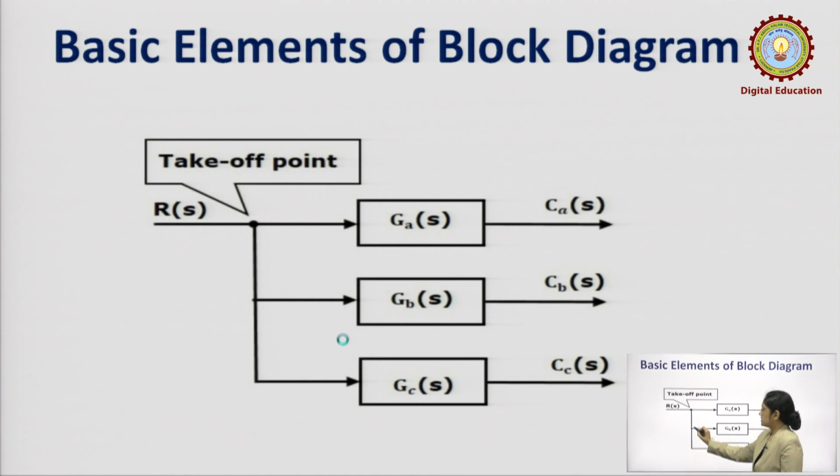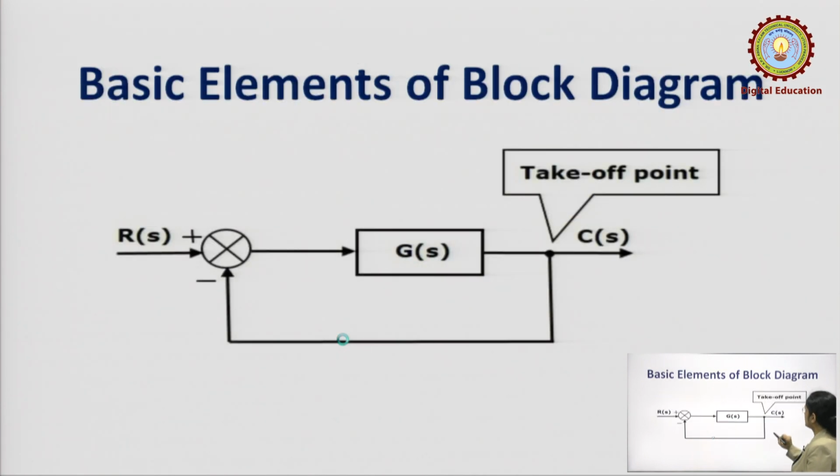At a particular point, if the signal is being taken out for the other blocks, then that is known as the takeoff point. This is another element of block diagram. This element also represents a takeoff point. Here we are not having any block, that means the gain is 1. This is a summing point, this is a block, and this is a takeoff point.